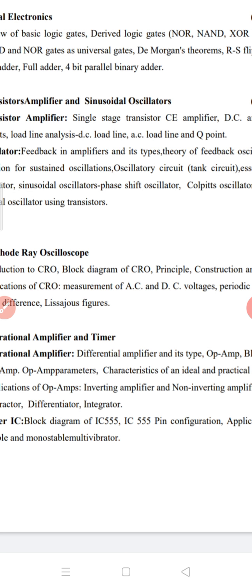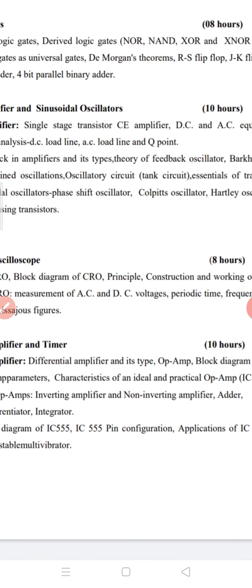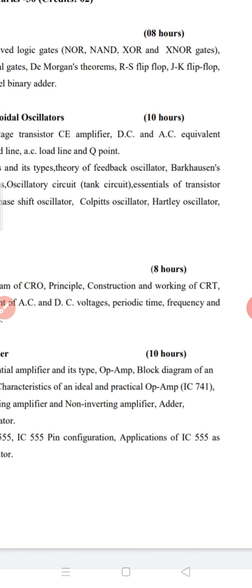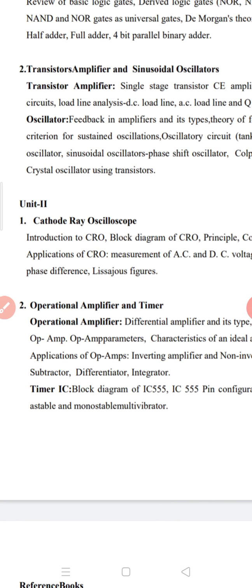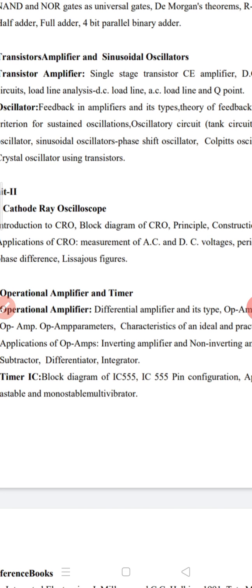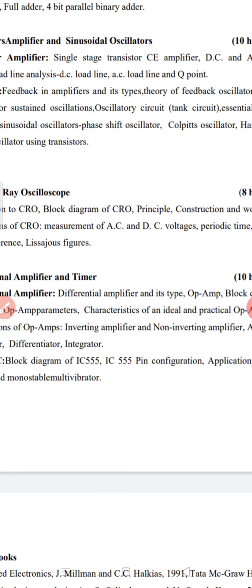Then the first point is the single stage transistor CE amplifier. The CE stands for common emitter amplifier. Now we have to look at the DC and AC equivalent circuits: how it works for the DC circuit and how it works for the AC circuit. Then we have to do load line analysis for DC and load line analysis for AC, and find the Q point of this transistor. Every transistor has its Q point.